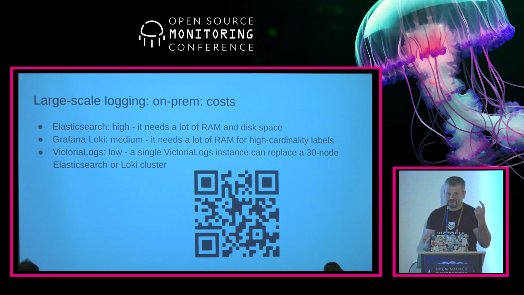So a single instance of VictoriaLogs can replace a large cluster with 30 nodes, for instance, of Elasticsearch or Loki. You can go by this QR code and try running the benchmark for VictoriaLogs yourself and compare how it works compared to Elasticsearch or Loki.